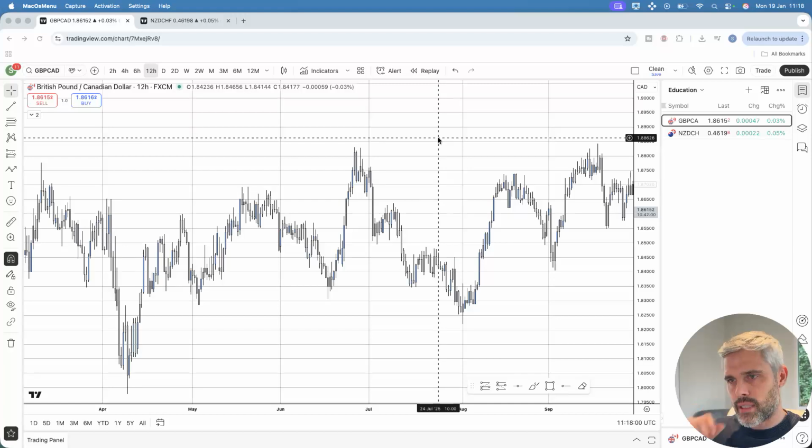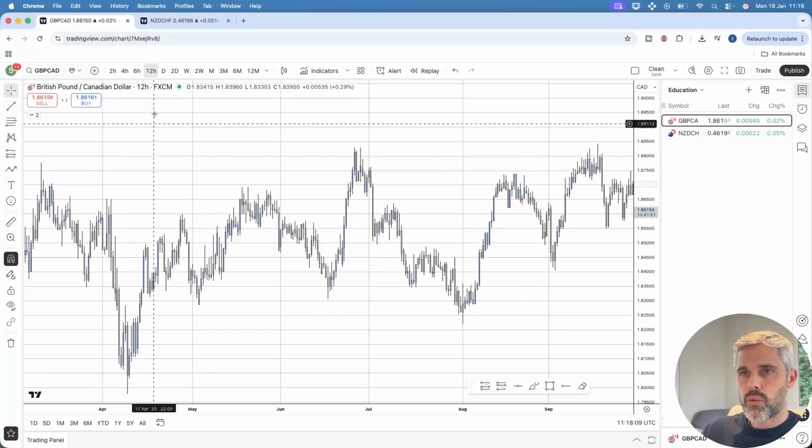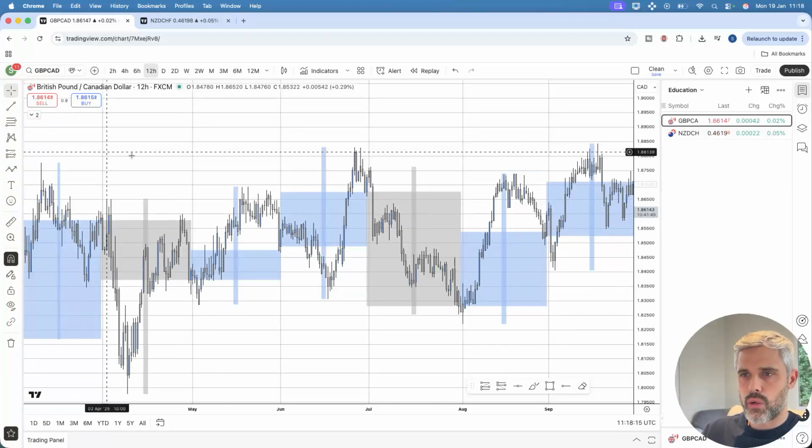So I'm going to show you in the next 10 minutes exactly how to trade and think about trading monthly candle ranges. And you can do this in very little time once you get used to it. So we're looking at the 12-hour time frame on GBP CAD. I'm just going to overlay the monthly candle onto our charts.